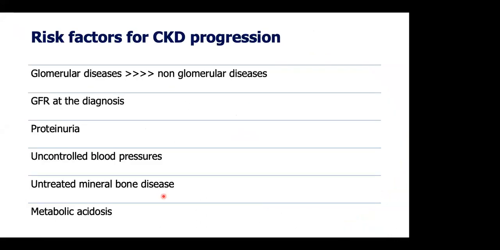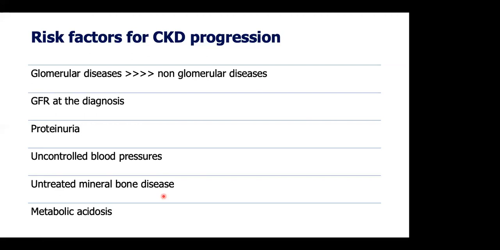So what are the risk factors for CKD progression? One is the type of disease causing CKD: glomerular diseases have a very high risk of early progression as compared to non-glomerular diseases. The GFR, the glomerular filtration rate at diagnosis, would tell you how fast the CKD would progress. If the creatinine at presentation is say 3.2, something like that, and the clinical scenario fits chronic kidney disease, it could be definite that the progression would be early.